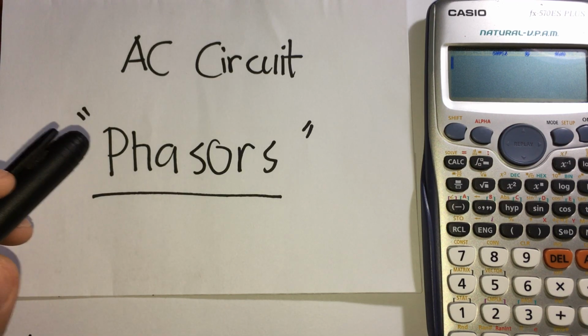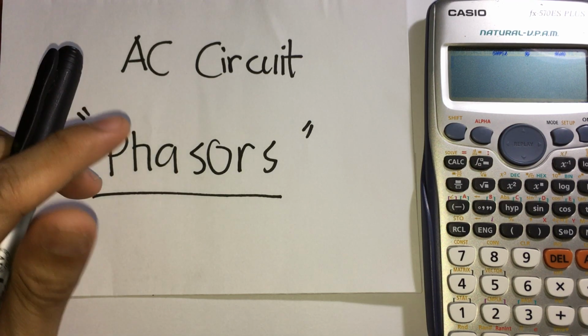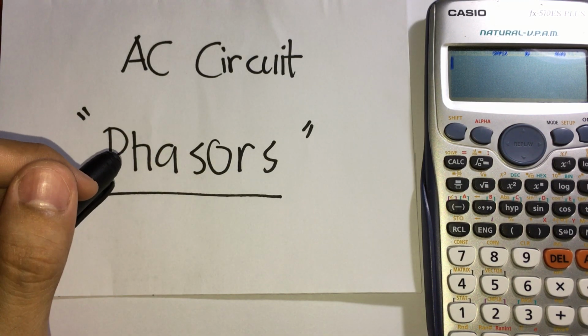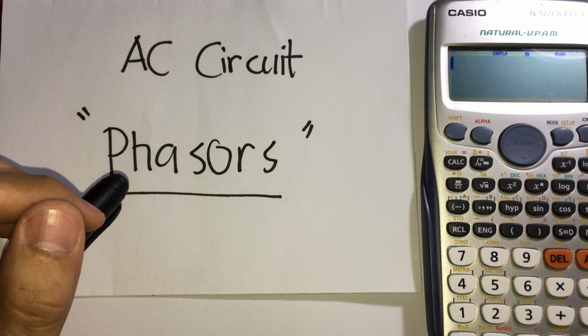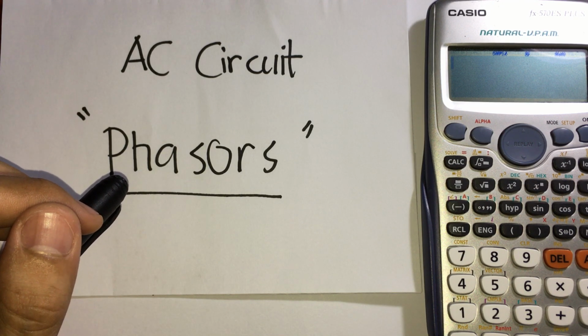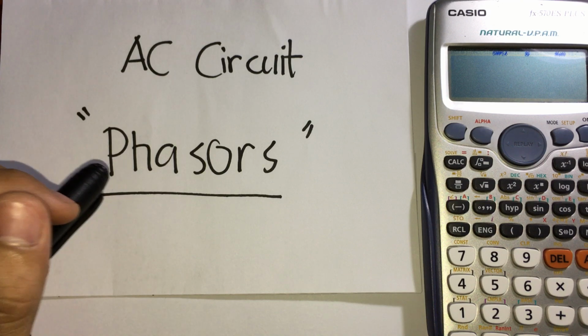Hello, good morning everyone. In this episode, we are going to be talking about AC circuits under the topic of phasors. So let's first define a phasor. A phasor is a complex number that represents the amplitude and phase of a sinusoid.